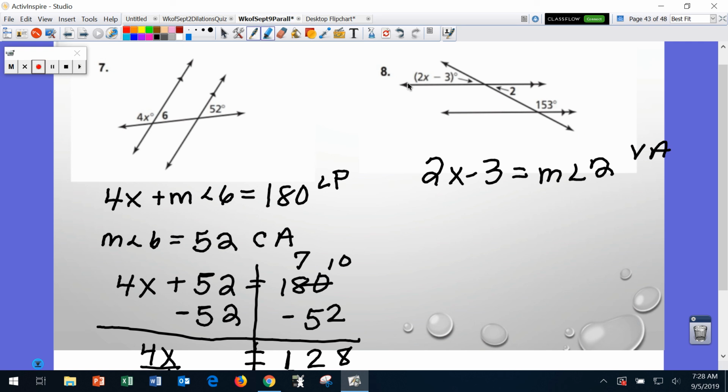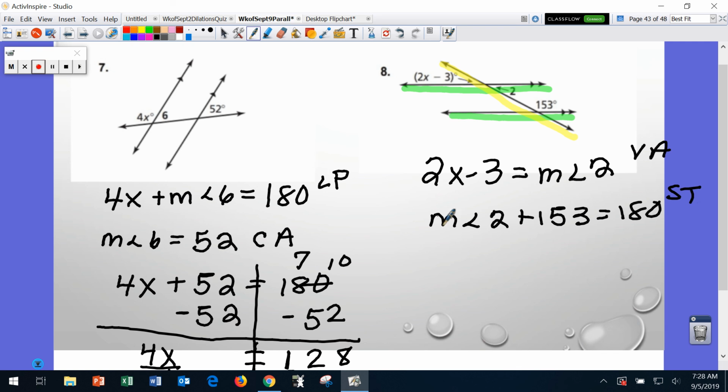Let me highlight that for you. Here goes the parallel lines, and here goes the transversal. So if we look here, then I can say that since they're on the same side of the transversal, then they are supplementary. So I can say the measure of angle 2 plus 153 is equal to 180. And these are called, by the rule of same side of transversal, they're supplementary.